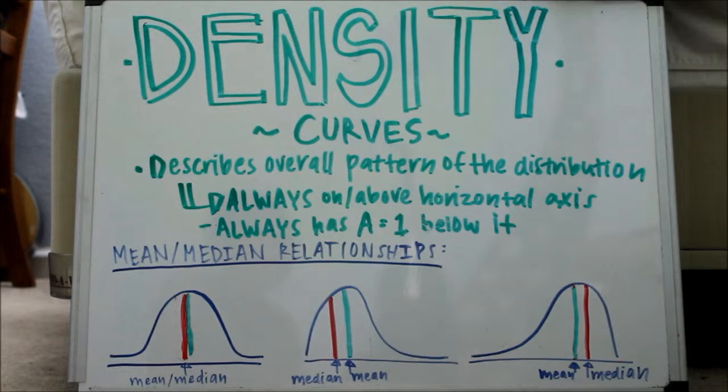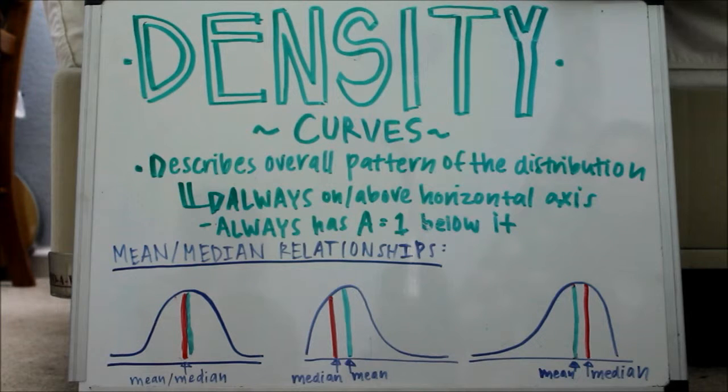Do you recall what a density curve is? Well, if not, a density curve describes the overall pattern of the distribution. It is always on or above the horizontal axis, and it always has an area of 1 below it. The pictures below show the different areas where the mean and median are located when there are different shapes of the graph.